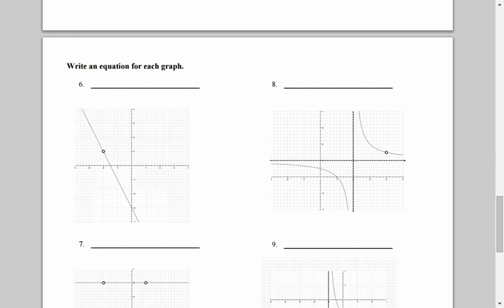I'm going to do number 8 with you. So take a look at number 8. Do you get this as a y equals 1 over x is the kind of the main theme going on here? It's the butterfly one. Okay? Except it's been moved. Which way has it been moved? To the right.